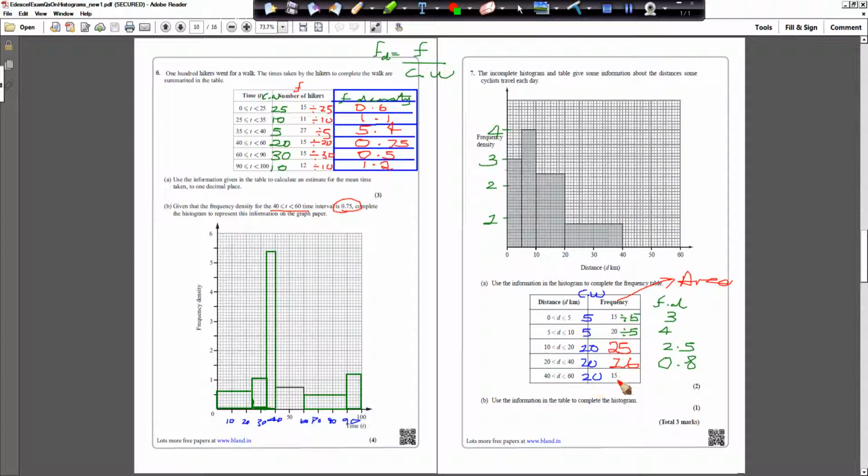Now, we've got 15 divided by 20, which is 0.75. Lovely. So 0.75, we're going to go up by 7.5 squares, which is going to be slightly less than that. Okay, let's go for that. So you missed the 5 out. Oh, thank you.